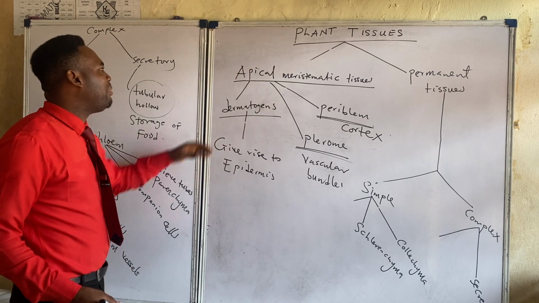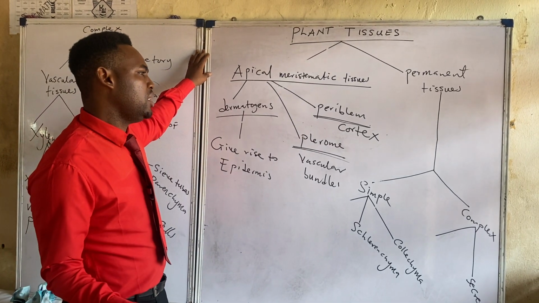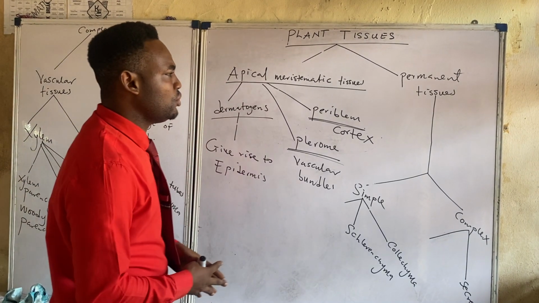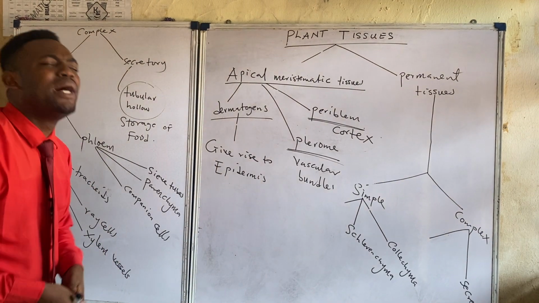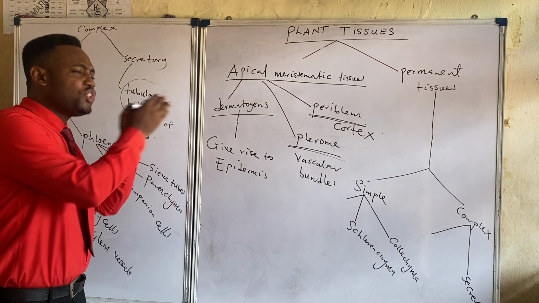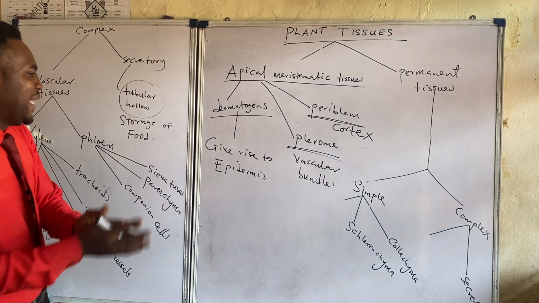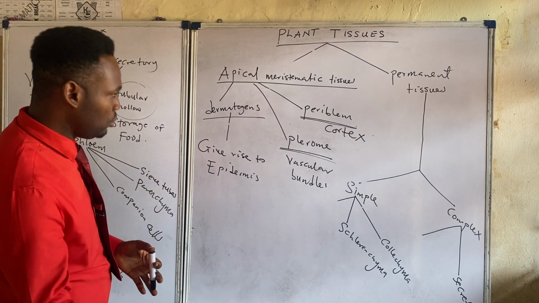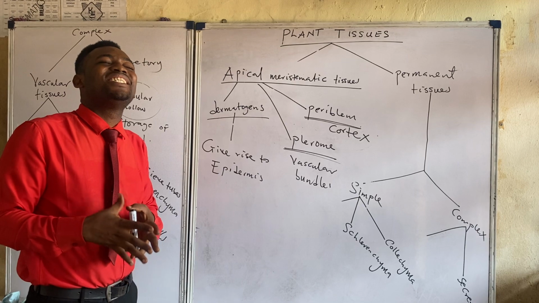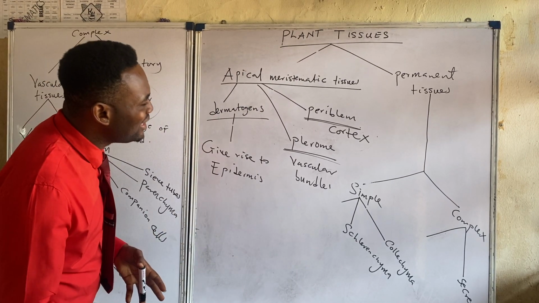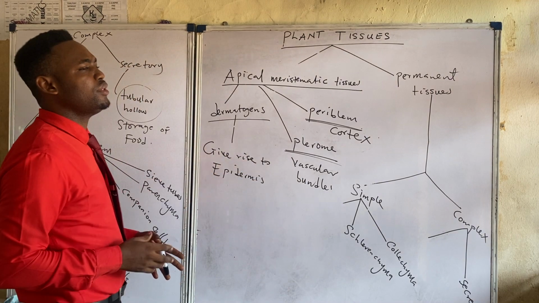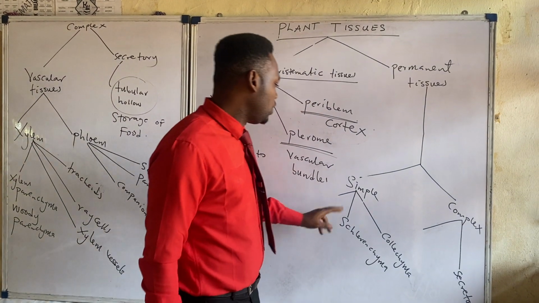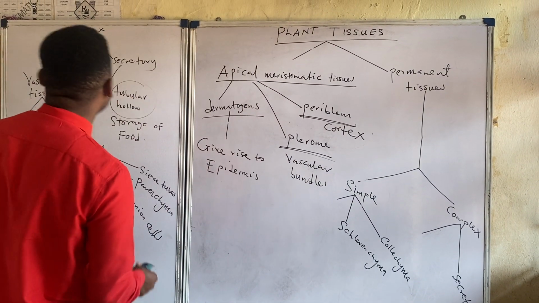Then again, remember we talked about the intercalary. The primary meristematic tissues, together with the intercalary, give rise to what we call primary permanent tissues. While the secondary meristematic tissues, together with the lateral tissues, differentiate into what we call the secondary permanent tissues. Alright? Having said so, coming to the simple tissues, the first one I have there is parenchyma.